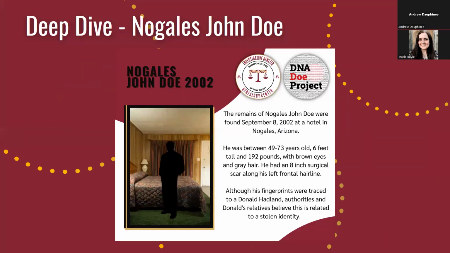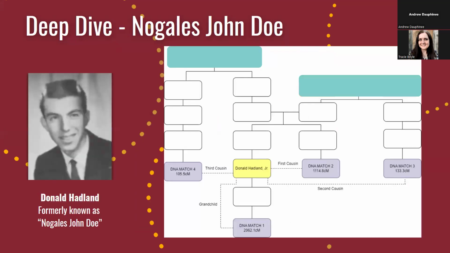The first case was Nogales John Doe. His remains were found on September 8th, 2022 at a hotel in Nogales, Arizona. He was between 49 and 73, and he had a surgical scar along his left frontal hairline. Although his fingerprints were traced to Donald Hadland, authorities and Donald's relatives believed that this was related to a stolen identity. But the certificate program did some research and discovered that the John Doe was indeed Donald Hadland. For this case, they had really good matches, which isn't the norm. They had a grandchild match, a third cousin match, a first cousin match, and a second cousin match. So that was pretty good beginner's luck there.